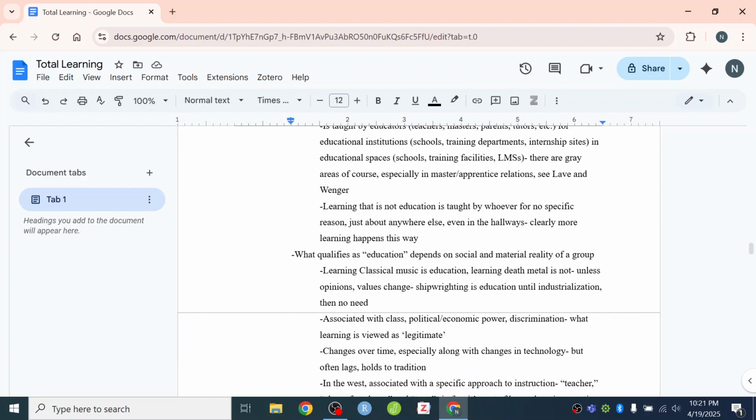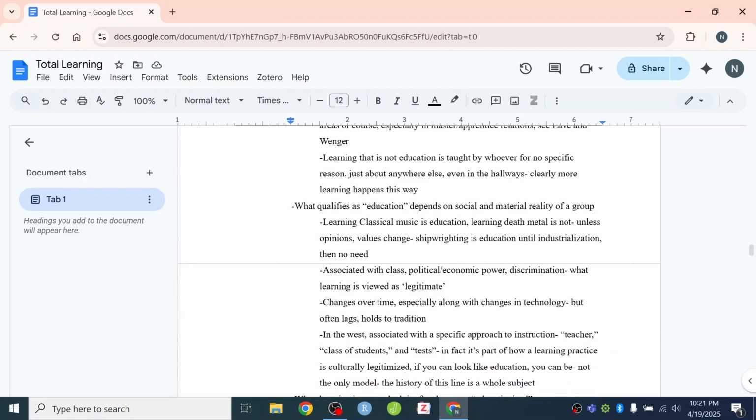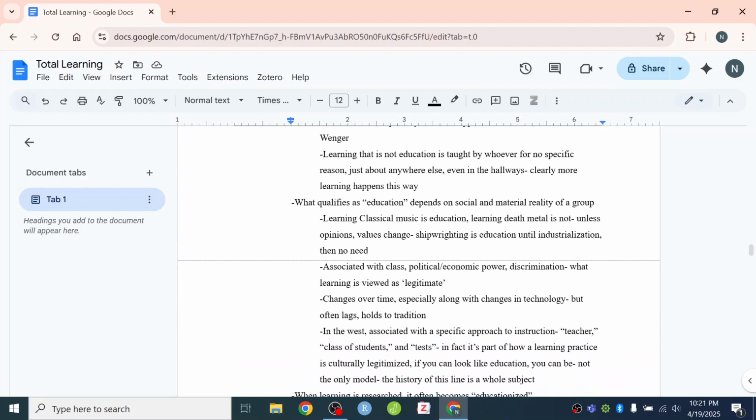What is considered to be education, what counts as education, is associated with class, political and economic power, discrimination, what kinds of learning are viewed as being legitimate. Again, these issues have been discussed at length elsewhere and probably deserve their whole own discussion. It changes over time, especially with changes in technology. Often lags, holds on to tradition. Again, that shipwriting example. It's a good example.